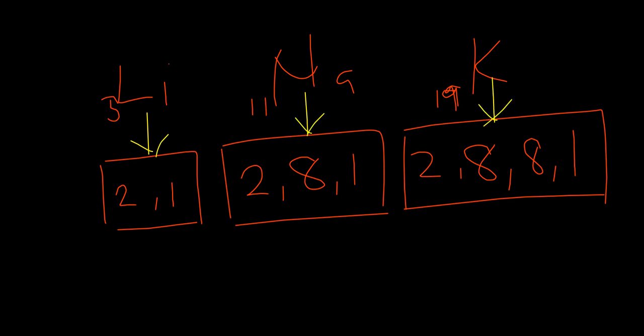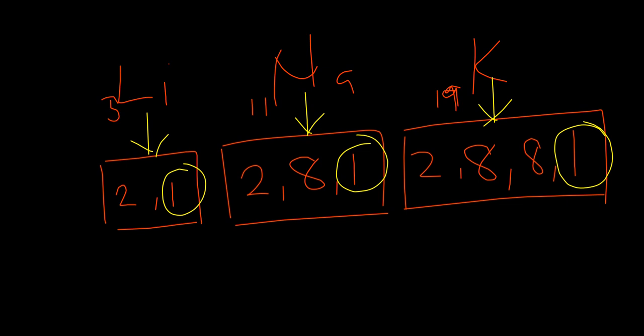Now, the question is, what do these electronic configurations have in common? When you look at the last shell of the electronic configuration, you realize that they all have electrons of 1, 1, 1. So that's what they have in common. So we go into the last shell of the elements in the same group 1 and realize that they all have valence electron of 1.